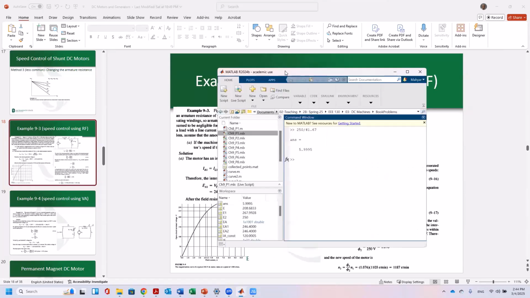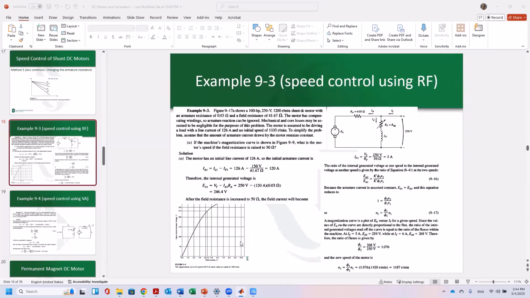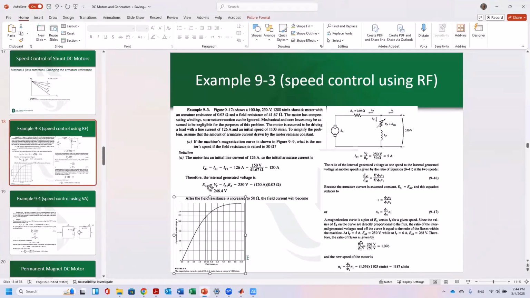Now we need to compare the EA at the two conditions. In the initial condition, IF is 250 over 41.67, which becomes 6 amps. So we look at 6 amps on the curve, which gives us a voltage of 268 volts. In the second condition, when the field resistance is raised to 50 ohms, IF becomes 5 amps, and reading through the curve, EA is equal to 250 volts.